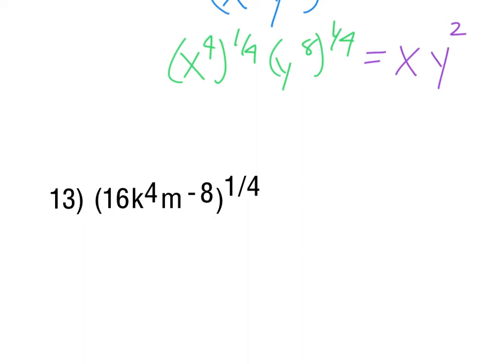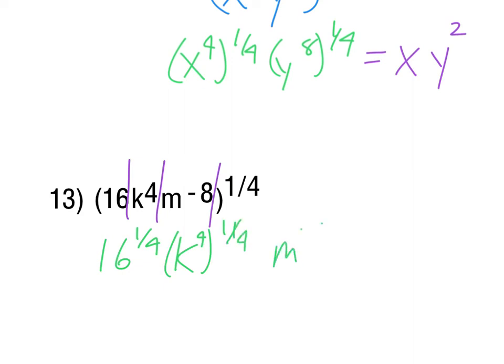Moving on to number 13. Get a few more pieces here. Remember to think of the 16, the k, and the m really as different pieces, because they're all different factors in that product. Now we do have another negative exponent. You could take care of that now or later. I think I'm going to opt for just doing that later. We would have a 16 to the 1/4 power, k to the 4th to the 1/4 power, and m to the negative 8th to the 1/4 power.